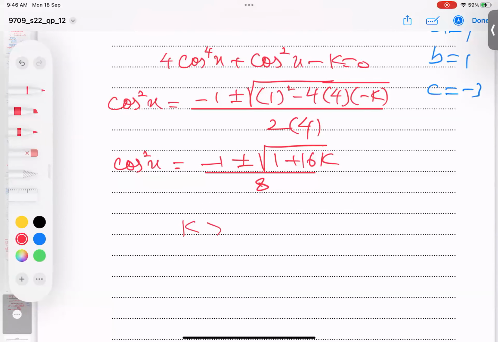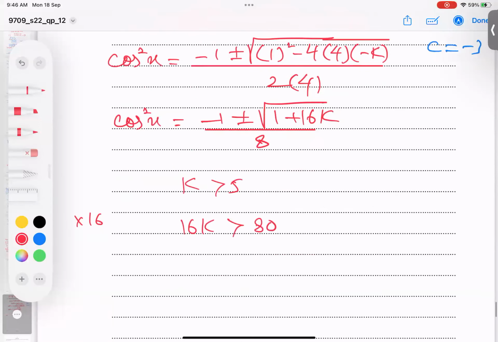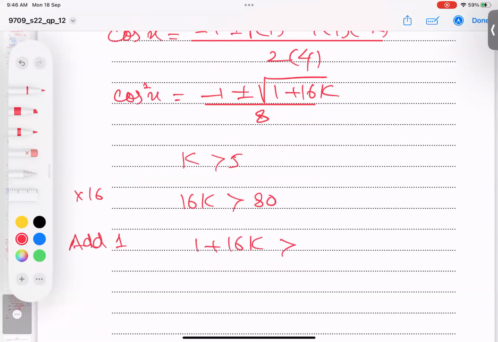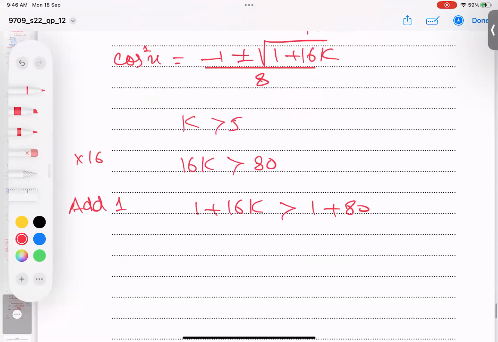K is bigger than 5, I start from here. I try to convert this format into that. How to convert this into this format? I actually need the full form here. So first of all, multiplying 16 on both sides, and I get here 80. Then for 16k, I think add 1. So adding 1 to both sides, I get 1 plus 16k bigger than 81.